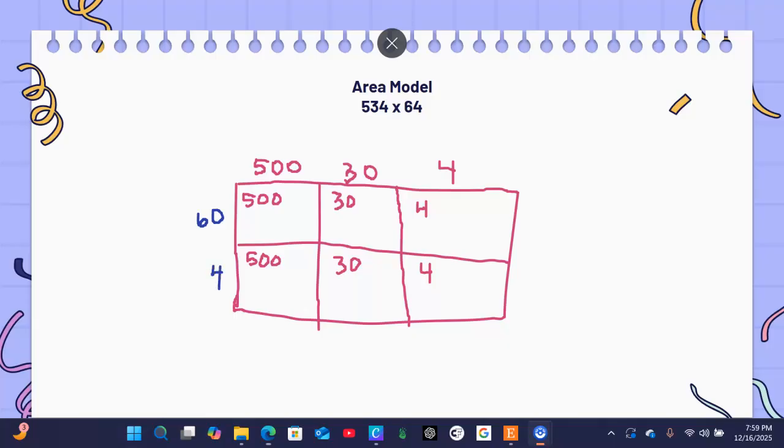As you can see, 60 is on this left side, which means 60 is going to have to be multiplied through all of these. So we'll write 60 here, and 60 here, and 60 here. And down here, we have the number 4. So we're going to write the number 4 here, the number 4 here, and the number 4 here.